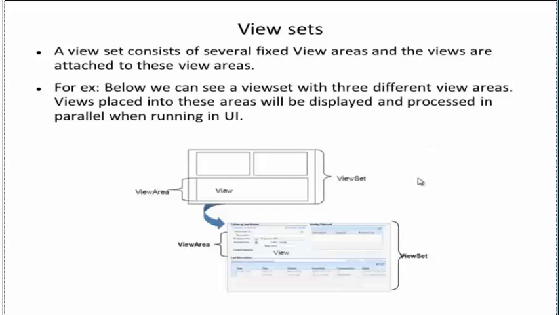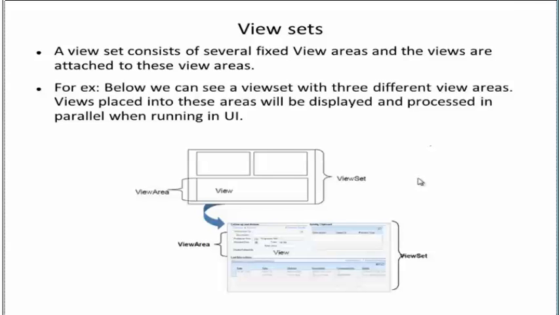So here the first row and first column is divided into one view area, the second column and the first row is divided into another view area, and the second row with the first and second columns combined is created as one view area. So here you can decide how many columns and how many rows you need for a particular view area, and we can give those details while creating the view set.